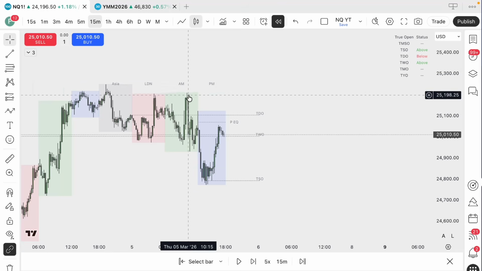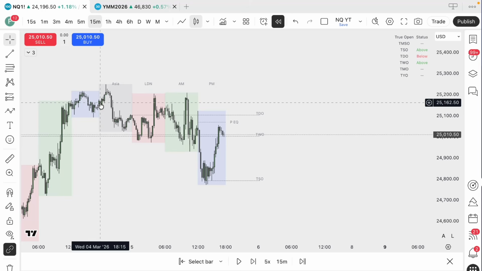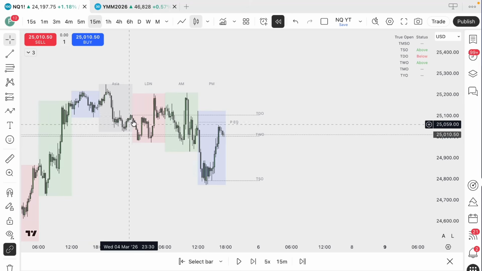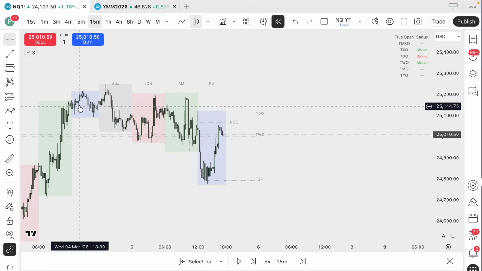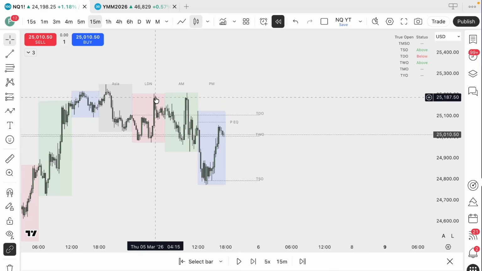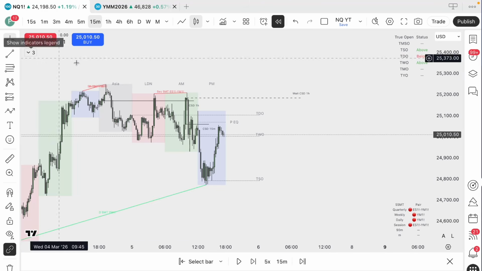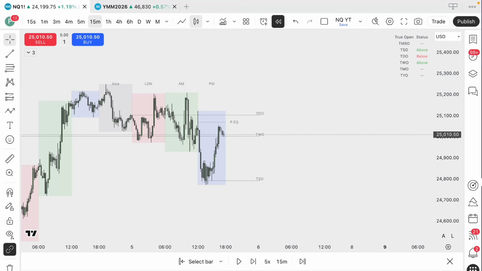So here we had our manipulation, and on PM we got our distribution. So this can be either an extra accumulation or still consider the retracement from this move. Then London provided the accumulation, AM the manipulation, since we got session SMT at the highs, as you can see here, and then Q4 did that distribution. So in this case, this was X, A, M.